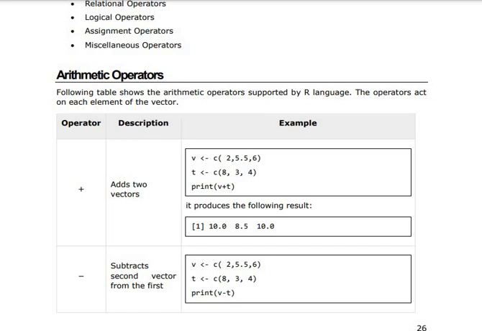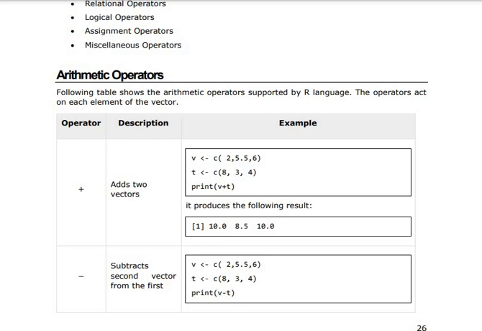Arithmetic operators: plus, minus, multiplication, and division. Look at that example, addition. So we have two vectors, V and T. What are the elements of V? 2, 5.5 and 6. Elements of T, 8, 3, 4. So print V plus T means the first element of first vector is added with the first element of second vector, and the second element of first vector added to second element of second vector, and so on. 2 plus 8, 5.5 plus 3, 6 plus 4.